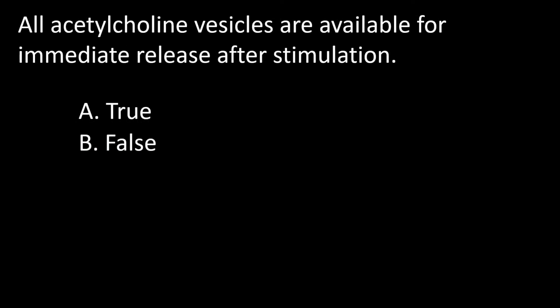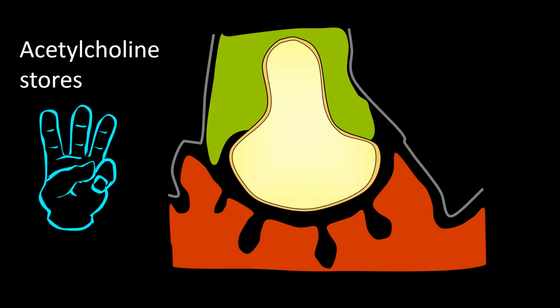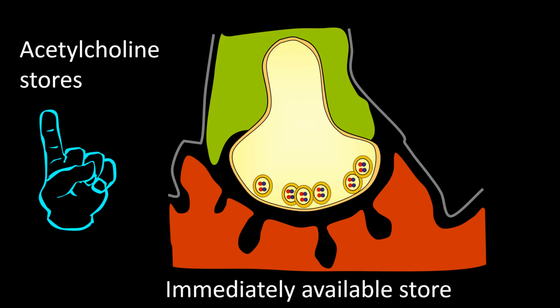Next question. All acetylcholine vesicles are available for immediate release after stimulation. A true, B false. As you recall, we already mentioned the term acetylcholine store some minutes ago. That is because acetylcholine in the presynaptic region is kept in stores. There are actually 3 stores. The first one is called the primary store or the immediate available store. It has about 1,000 vesicles of acetylcholine. The immediate available store is located close to the junction, and as the name indicates, it is readily available to be released after a stimulus.